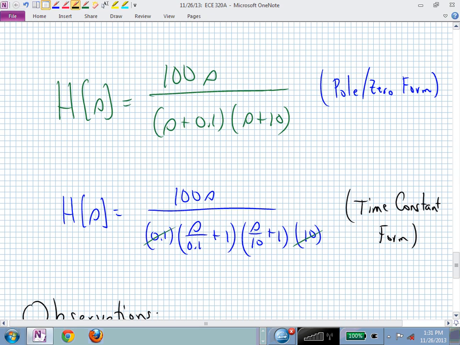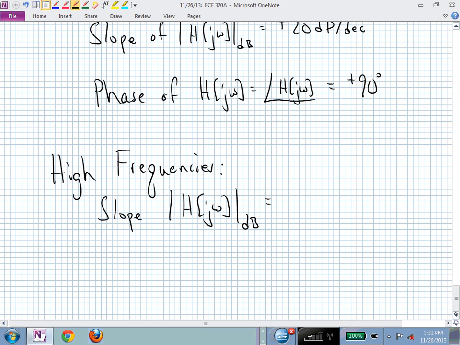What's the slope at high frequencies? Minus 20 dB per decade. Is that clear? So the high frequency behavior you now know. The slope is now minus 20 dB per decade. That's because you have 2 poles and 1 zero.